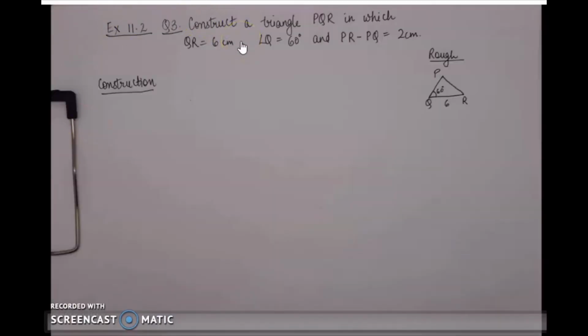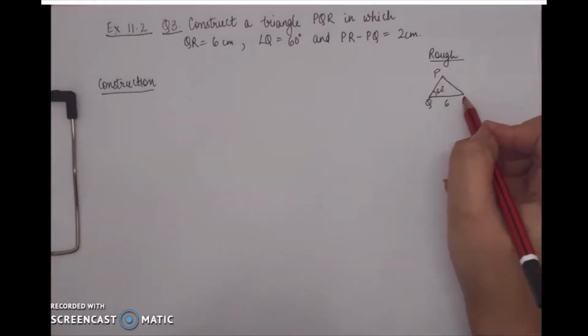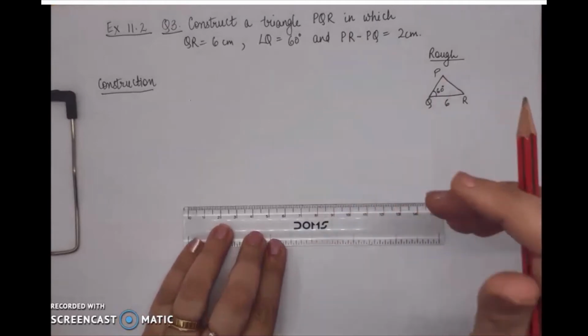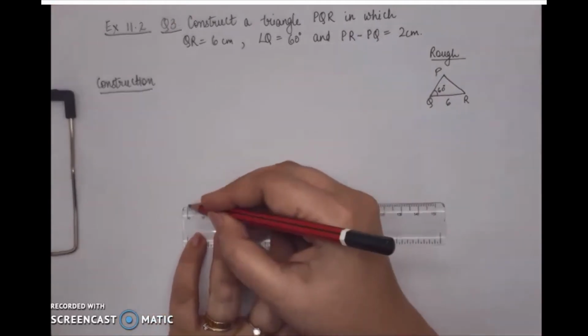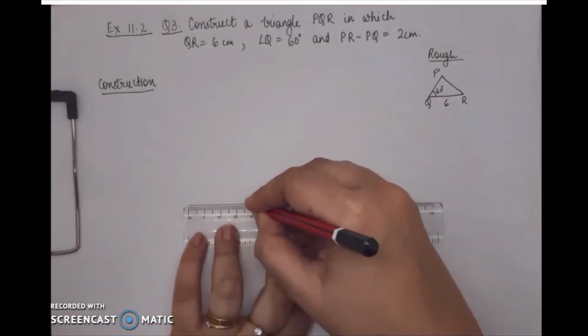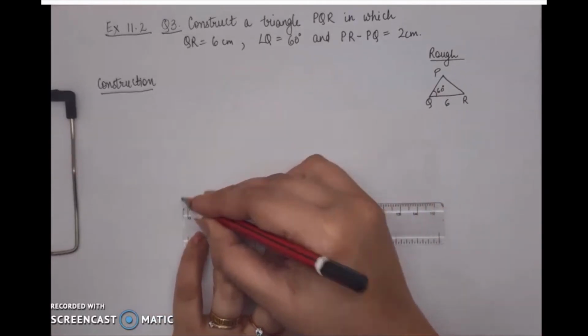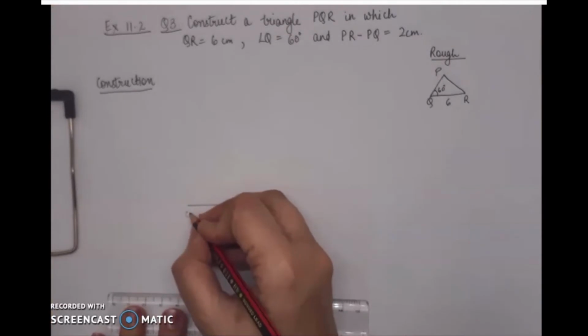Question number 3 is construct a triangle PQR in which QR is 6 centimeter, angle Q is 60 degree, and PR minus PQ is 2 centimeter. Here the base QR is given 6 centimeter. So first we will draw the base. First you can draw a rough figure which you can refer. So QR 6 centimeter. This is the first step.